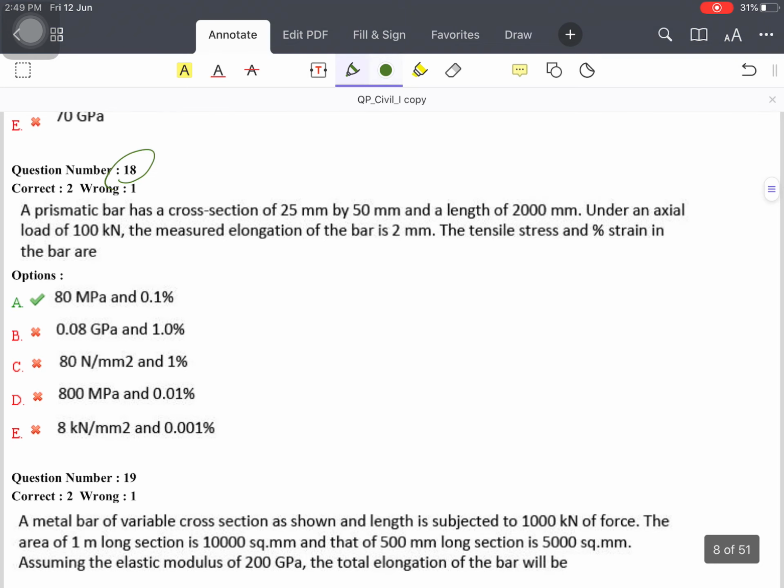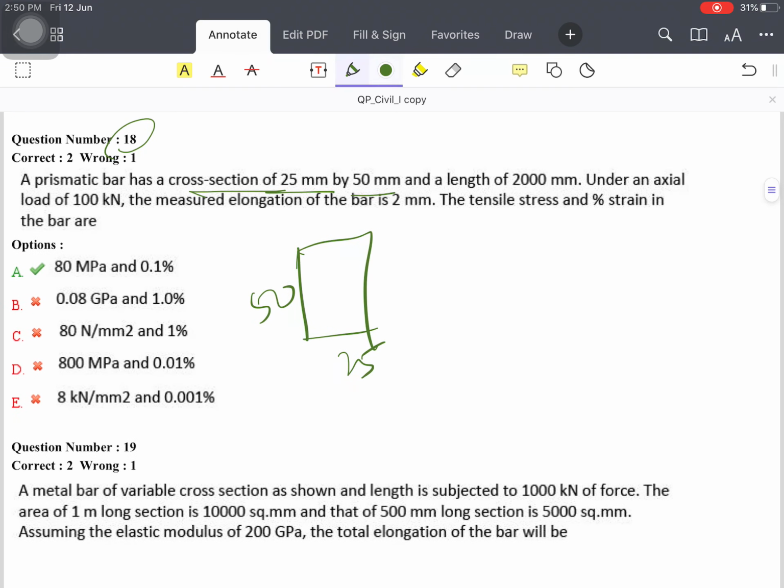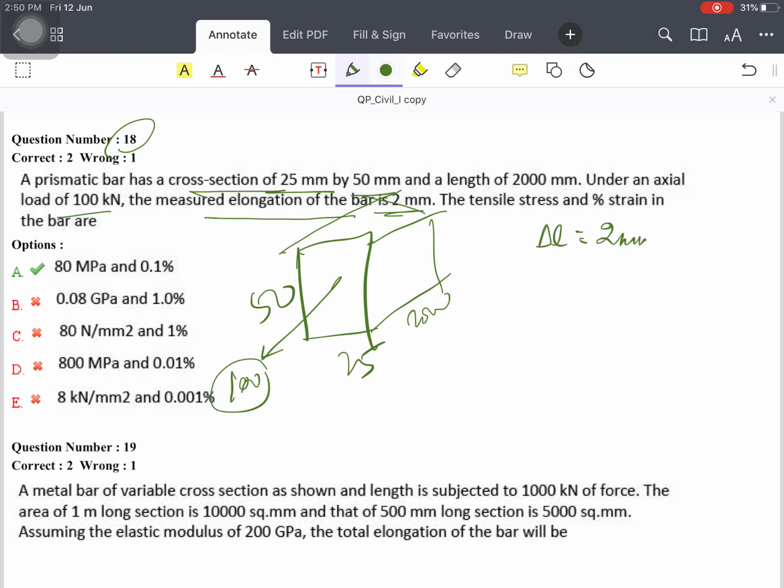Question number 18. A prismatic bar has a cross section 25 mm by 50 mm. This is the cross section, this is 25, this is 50. And the length equals 2000 mm. Under an axial load of 100 kilonewton, the measured elongation of the bar is 2 mm, delta L equals 2 mm.